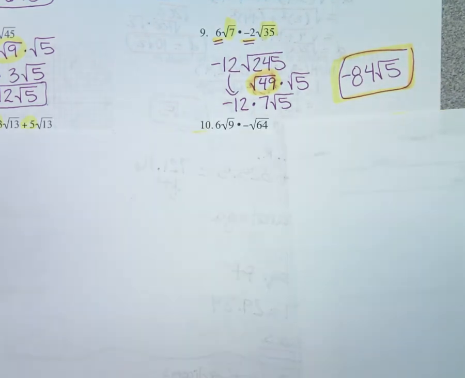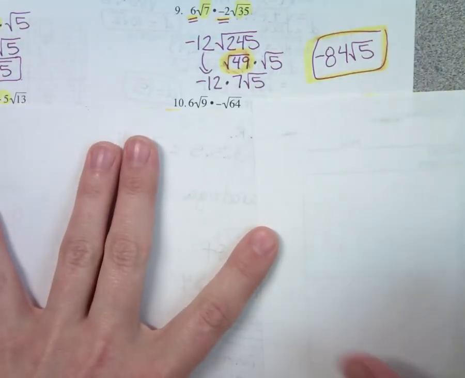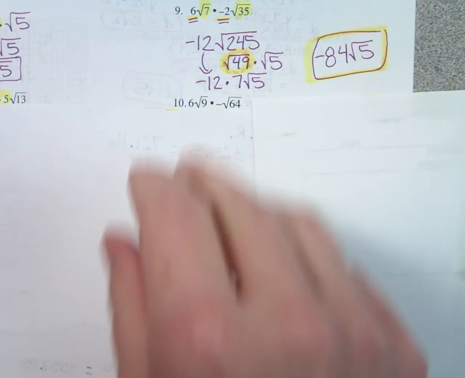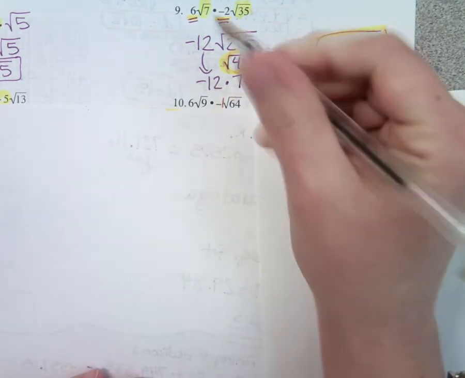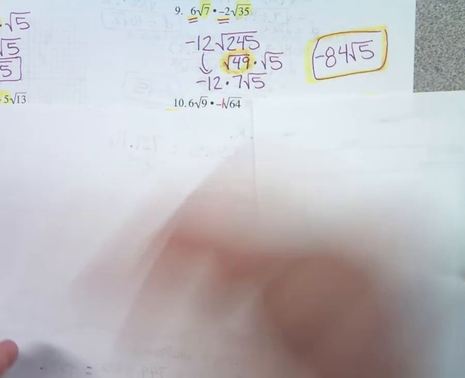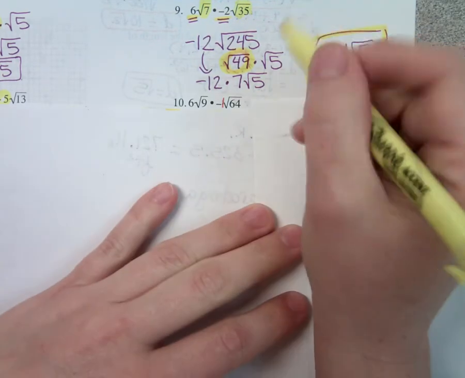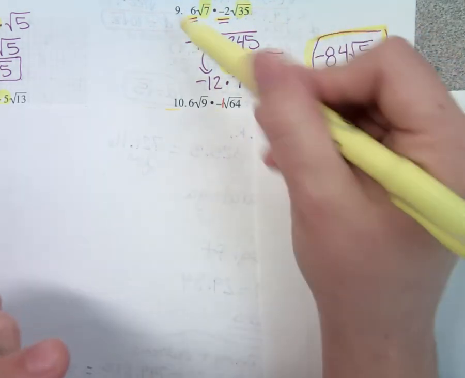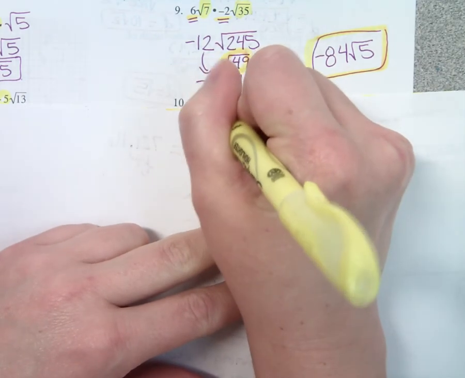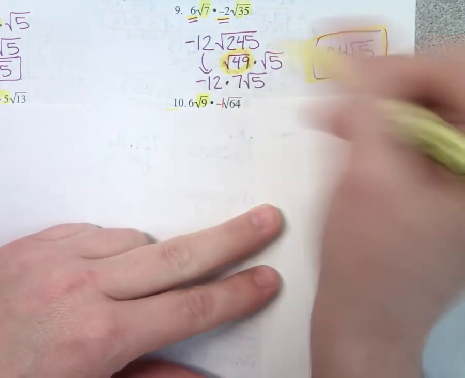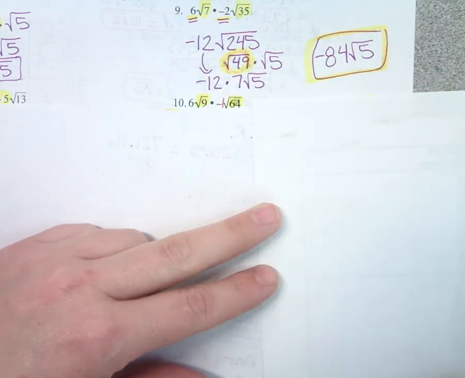Okay, number 10. All right, these I'm multiplying as well. So first I multiply my outside numbers, and this has got a negative 1 in front of it. You just don't see it here. So first I'm going to multiply the 6 and negative 1, and that makes, oh, actually, I'm going to do this problem differently this time. The only reason I'm going to do it differently than 9 is that I see that the square root of 9 is a perfect square, and the square root of 64 is a perfect square, so they're going to come out nice and neat.